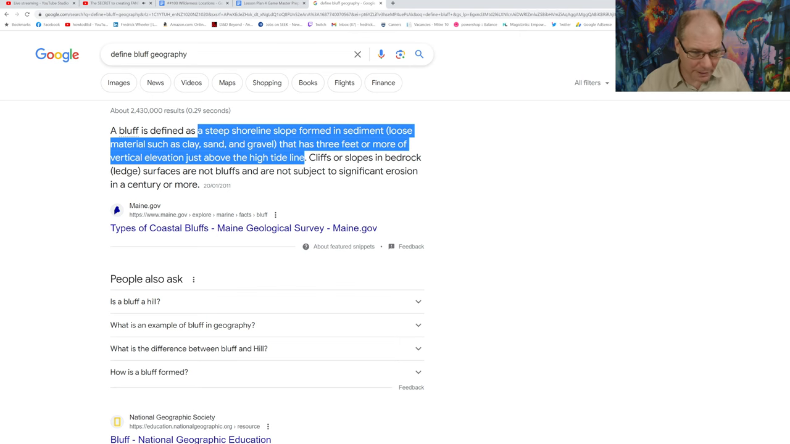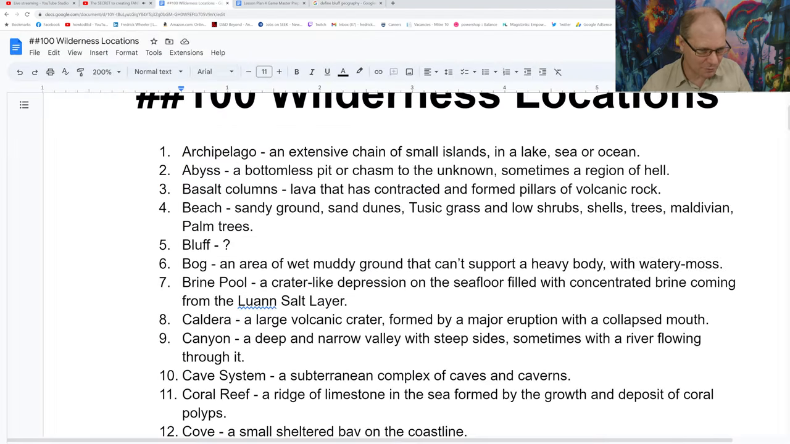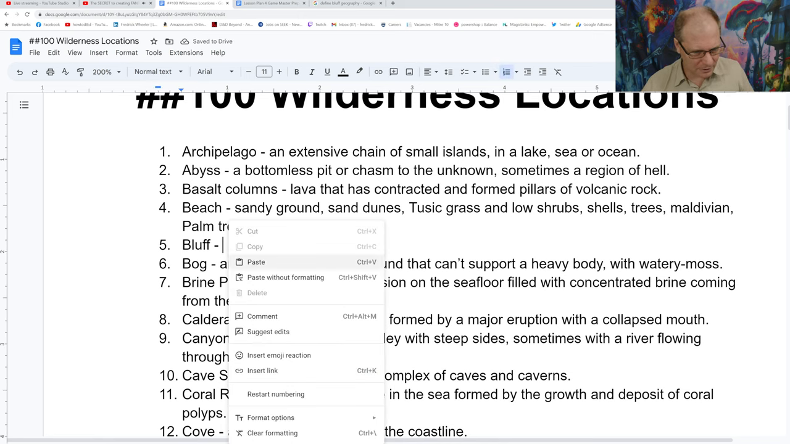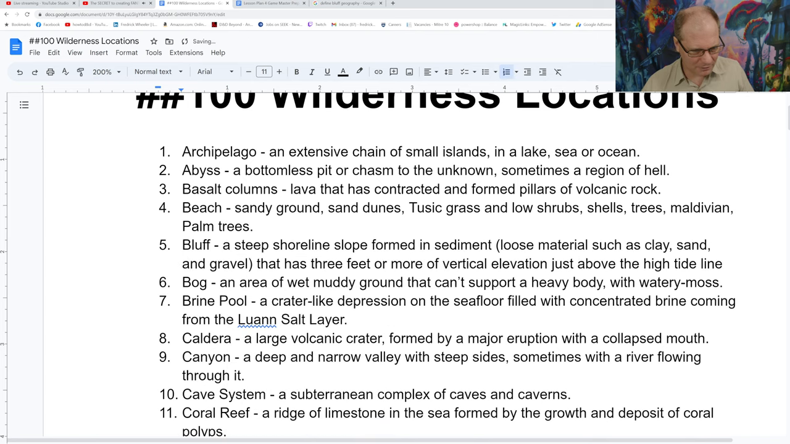Sand dunes. Now, we may have sand dunes already. I think that was pretty obvious, that one, but we'll check in a second. Let me just drop this in. So keep thinking. You'd be surprised just how much we got down.